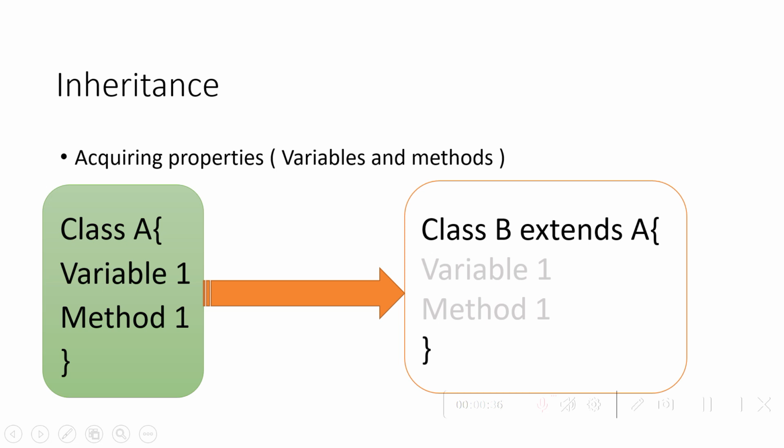So for example, let's say we have a class A with variable 1 and method 1. In case class B is inheriting from class A, then it need not have variable 1 and method 1 defined in class B. Since it is inheriting, this variable 1 and method 1 will automatically have a copy here in class B. So class B is said to acquire the properties, both variable and method, from class A since it is inheriting. Extends is the keyword used to represent that class B is inheriting from class A. We can see an example for this.